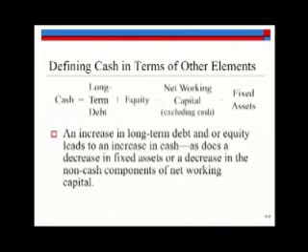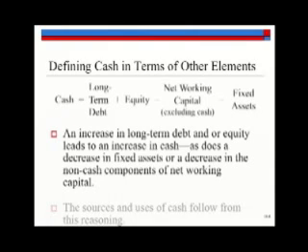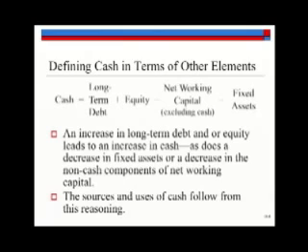Now this equation we can think of in terms of sources and uses. So first of all, long-term debt. If long-term debt were to increase, that would be a source of money. If equity were to increase, that would be a source of money. If we were to increase net working capital, that would be a use of money, or if net working capital were to decrease, that would be a source of money. And if fixed assets were to increase, that would be a use of money. So the sources and uses of cash flow come from this kind of reasoning.